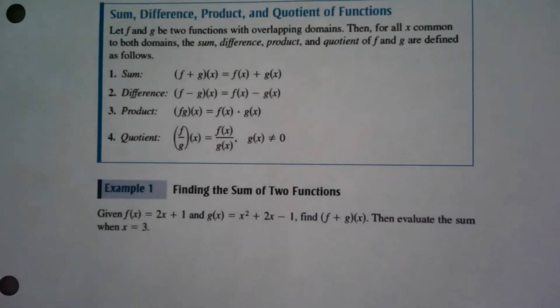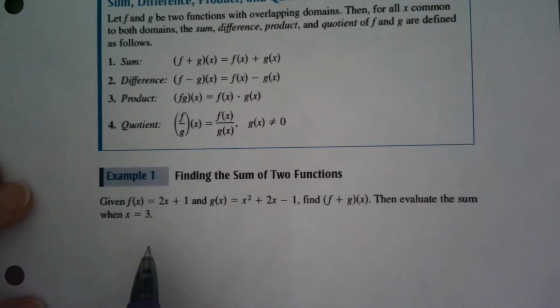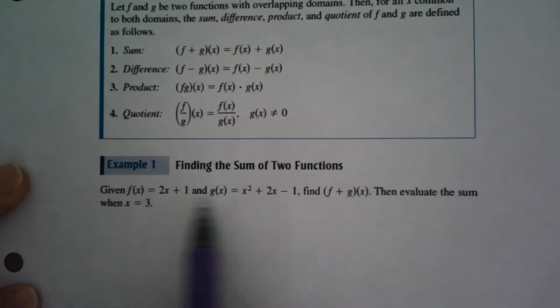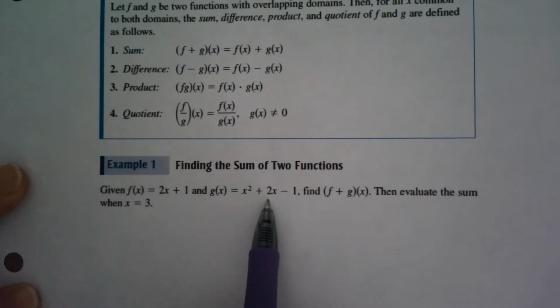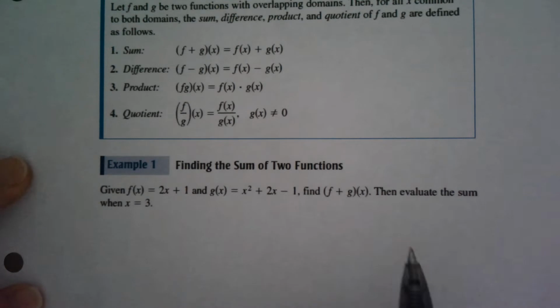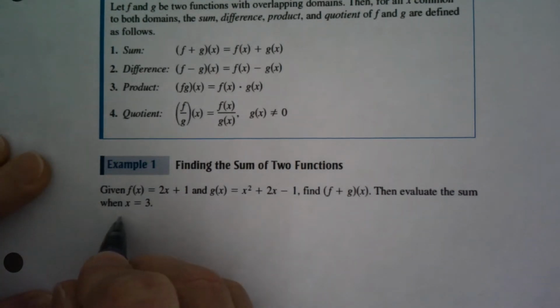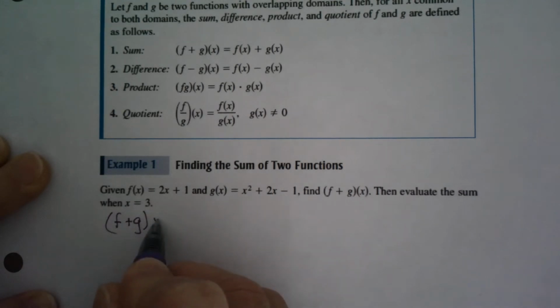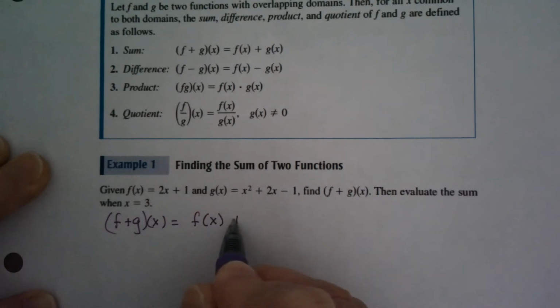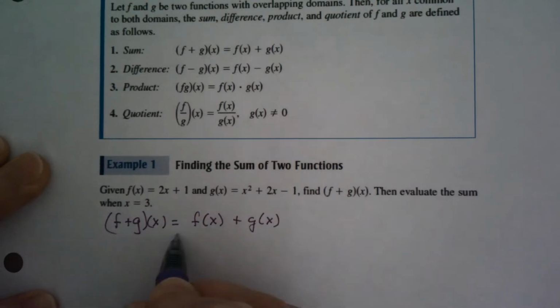So let's go to it. Finding the sum of two functions. We have f of x is 2x plus 1 and g of x, x squared plus 2x minus 1. Find f plus g of x and then evaluate the sum when x equals 3. This is just notation here. F plus g of x means we take f of x plus g of x.